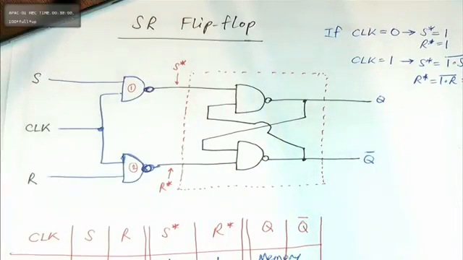Remember, what did we use to build our SR flip-flop? We used the SR latch. We took the SR latch, we added a clock pulse, and we added some NAND gates, and we made it into the SR flip-flop. The difference is you can now control it. For every clock pulse, the state changes according to the input at the clock pulse. So only when you press clock, the state changes.